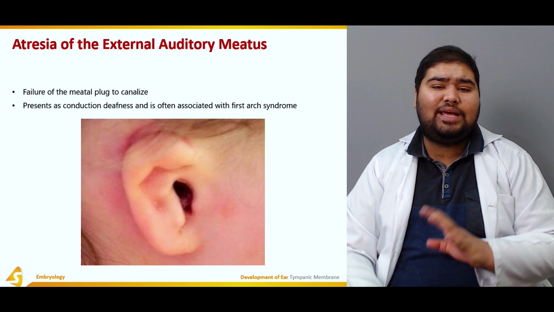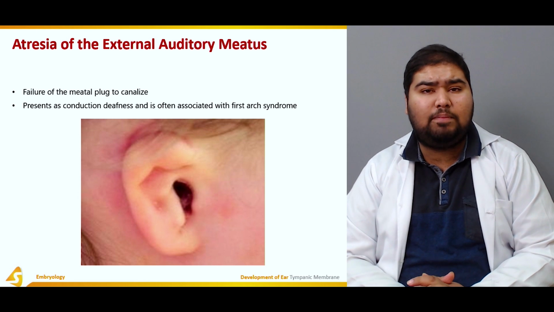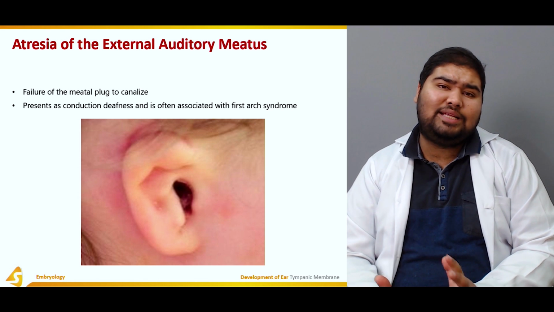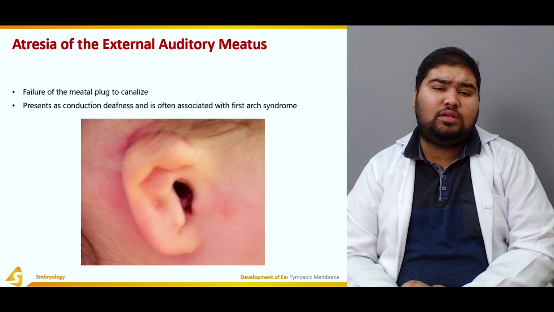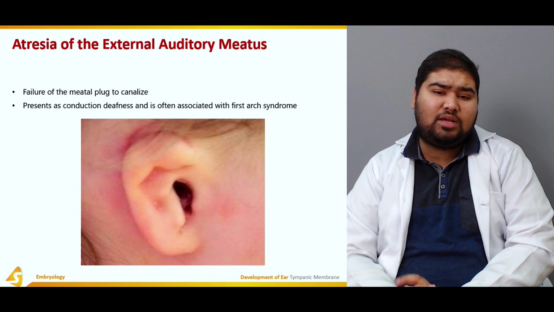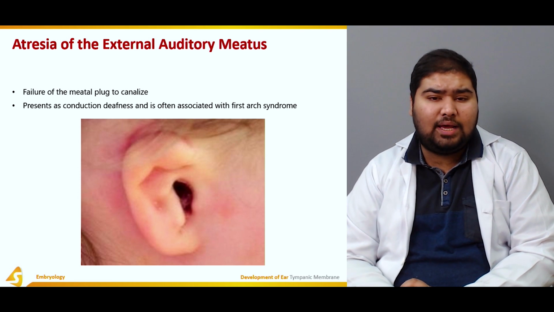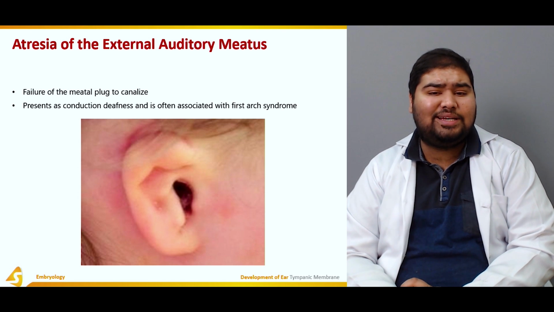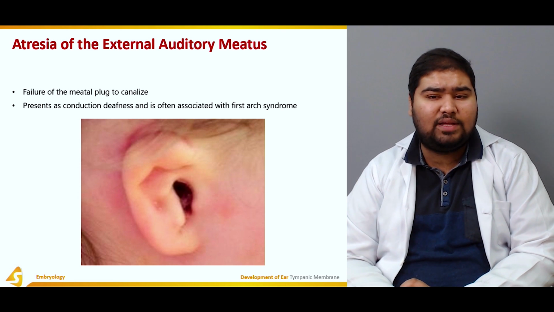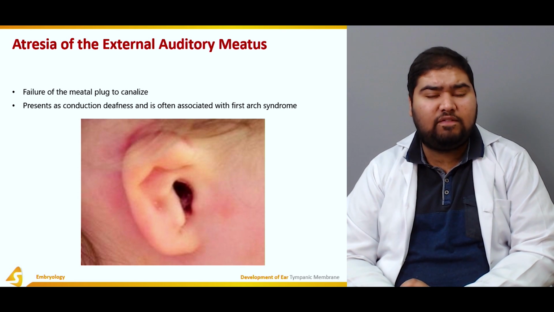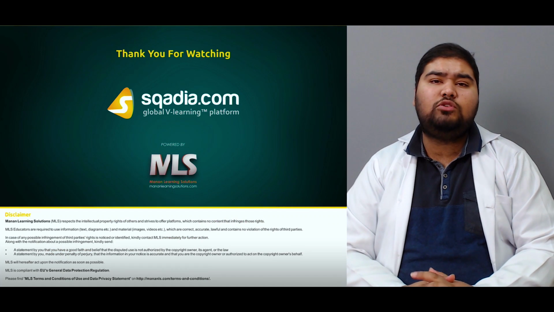However, if this canalization does not take place, the meatal plug remains, and this is responsible for the atresia of external auditory meatus. So there's failure of the meatal plug to canalize. As a result, it presents as conduction deafness and is often associated with first arch syndrome, as can be seen in the figure. So this was all about this section.